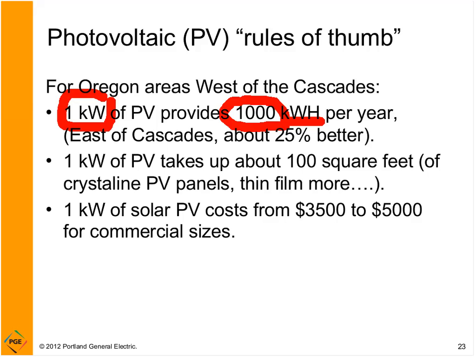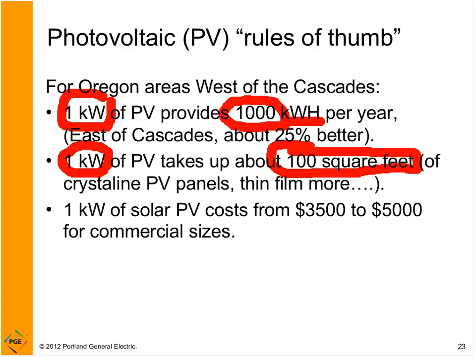Now, the next rule of thumb I'd like to talk about is how big these systems are. That same 1 kilowatt system will take up about 100 square feet of roof. Now, this is based on crystalline panels. Thin film would be roughly twice that much. So to put it a different way, an area of about 10 foot by 10 foot on your roof would give you a 1 kilowatt system. If you're interested in a 10 kilowatt system, you're going to need about 1,000 square feet. So that's how this rule works.